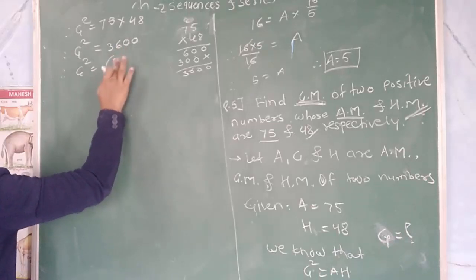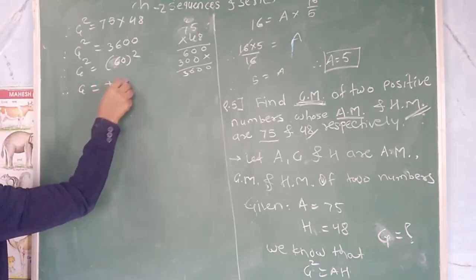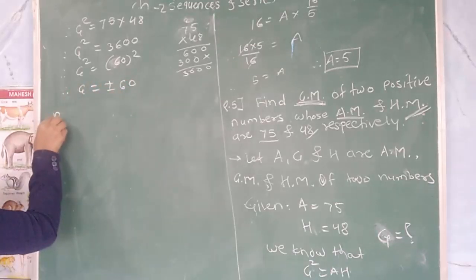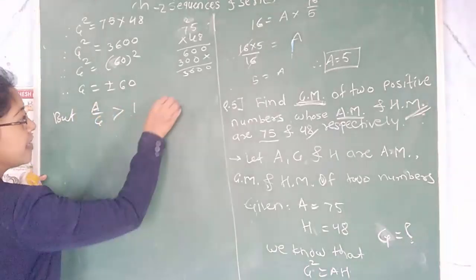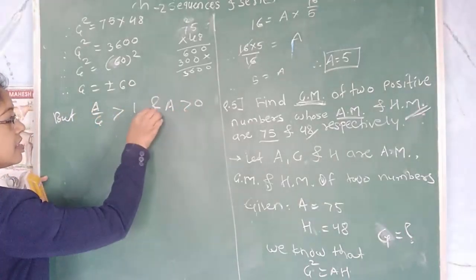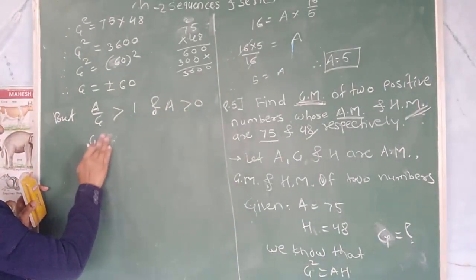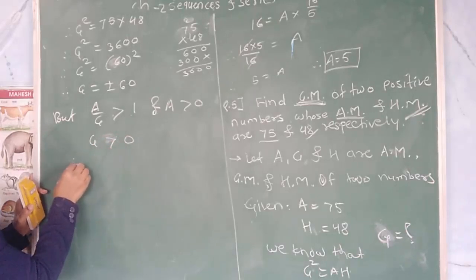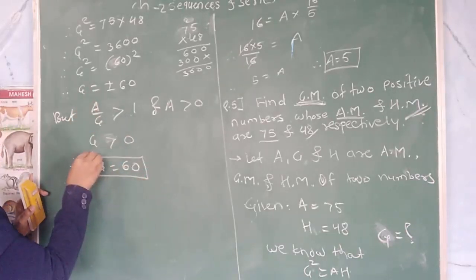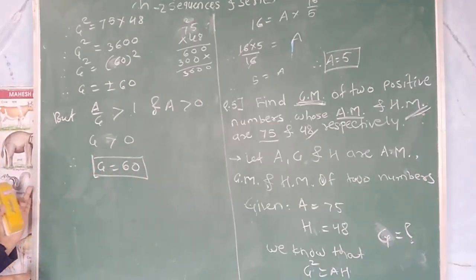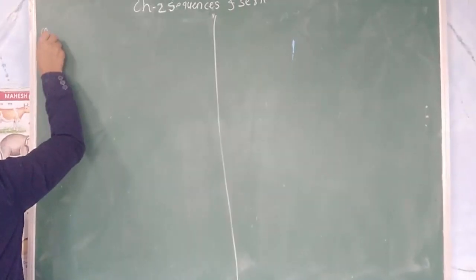So G square is 3600, which is the square of 60. So G is equal to plus or minus 60. But A is greater than 0, so G is also greater than 0. So G is plus 60. G is plus 60.